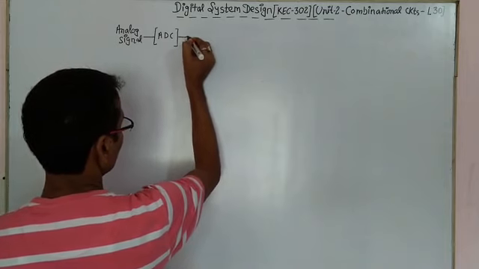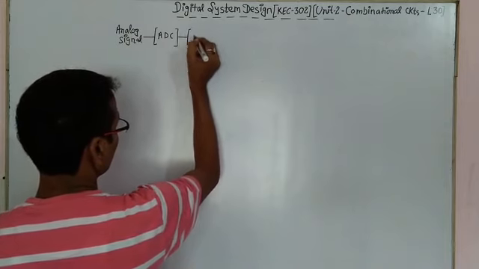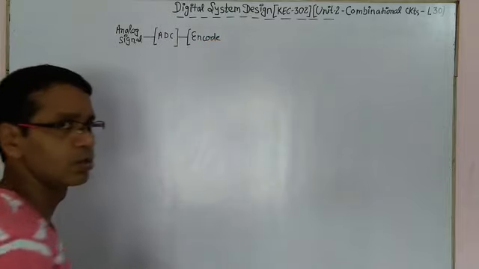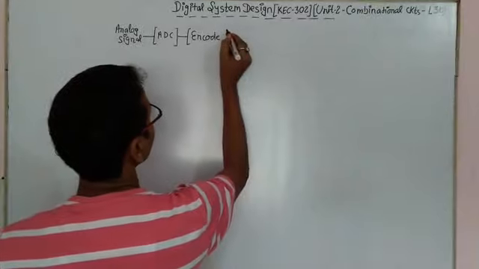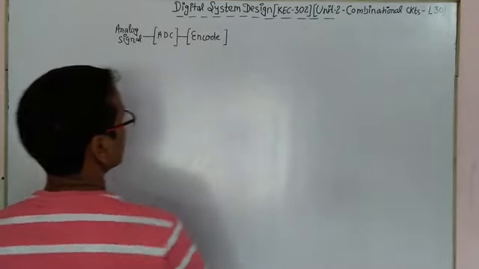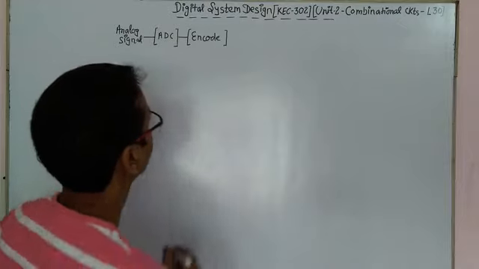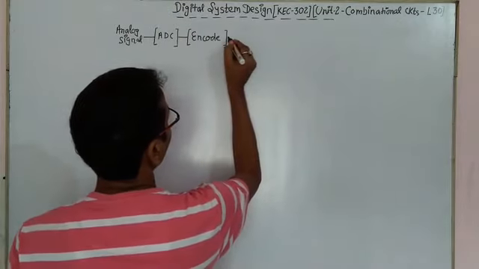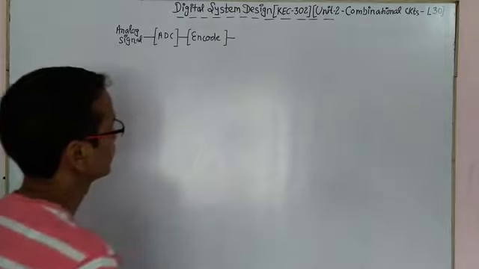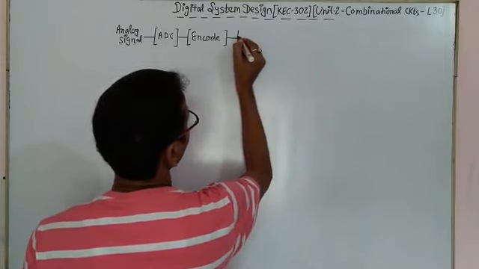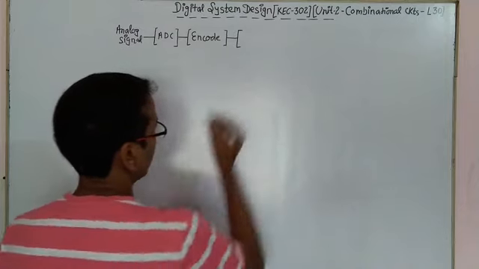Then you need to encode this digital signal, so here you will need an encoder for encoding your signal, and after that you will need a multiplexer.